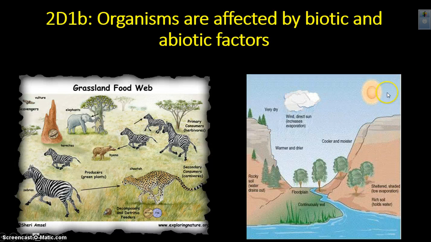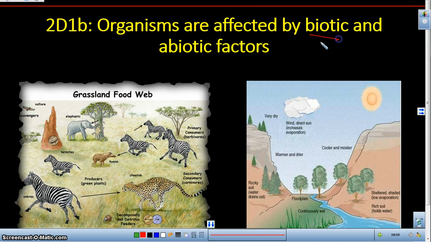So the first thing we're going to look at is this idea that organisms are affected by both biotic, living, and abiotic, non-living factors. Examples of biotic factors would be a predator-prey relationship that we see right here with the cheetah and the zebra. This is an example of predatory behavior. There's also herbivory, where we see the zebras would be eating the grass. The elephants rely upon the tree. But the idea here is that these biotic factors are living factors, or how do organisms affect other organisms?